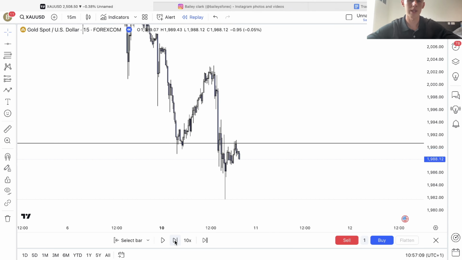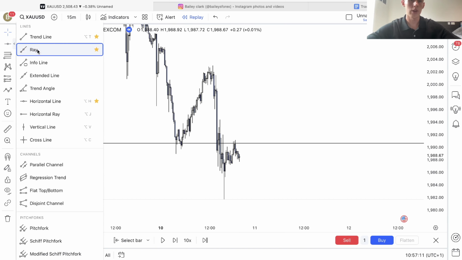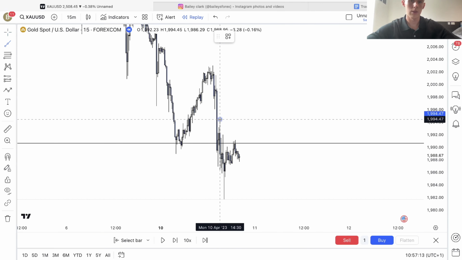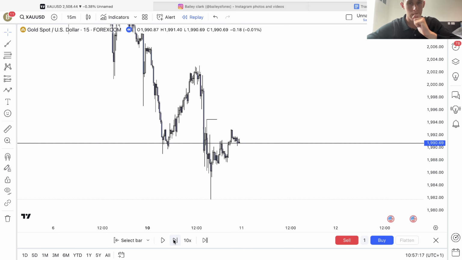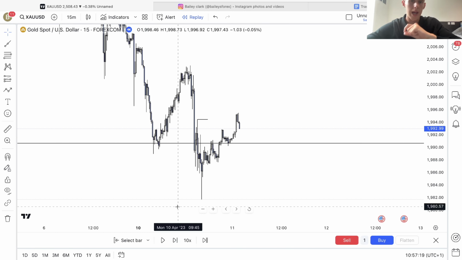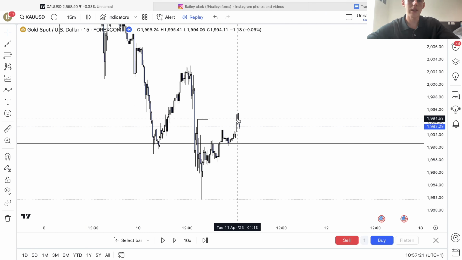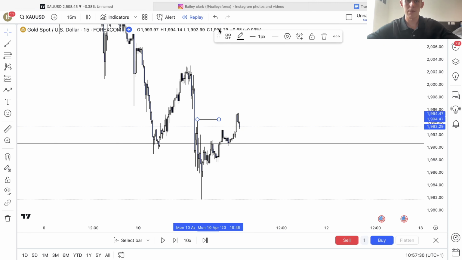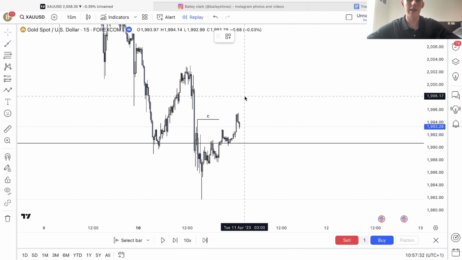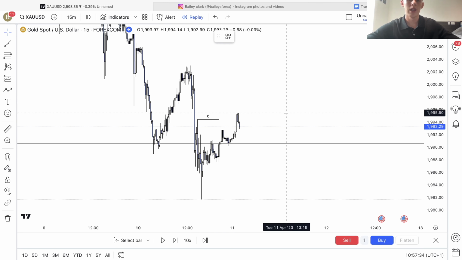And again, we're still waiting for, if we draw this on, this high to break. That would be our confirmation. And there we go. We have a 15-minute closure above the level. Notice how this closed above and didn't just wick above. That is a good sign. So we can mark this on with a C. Again, that stands for change of character.